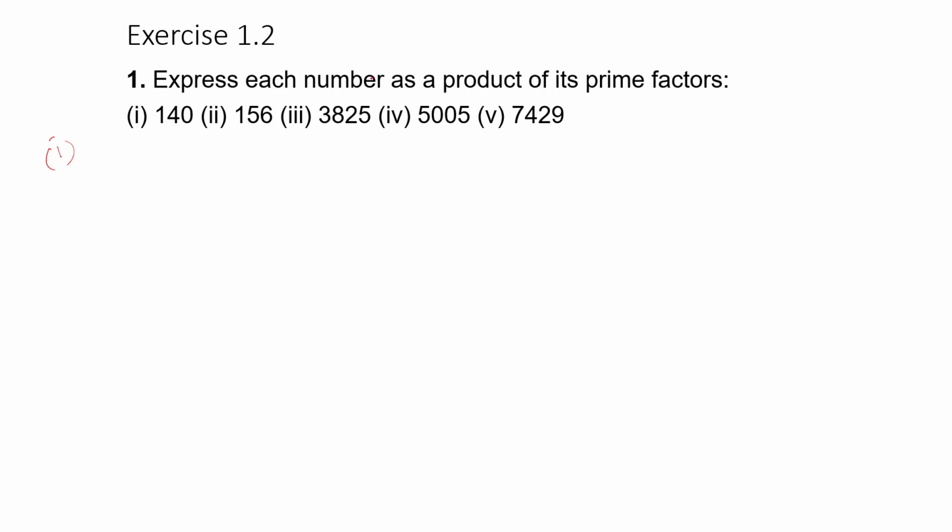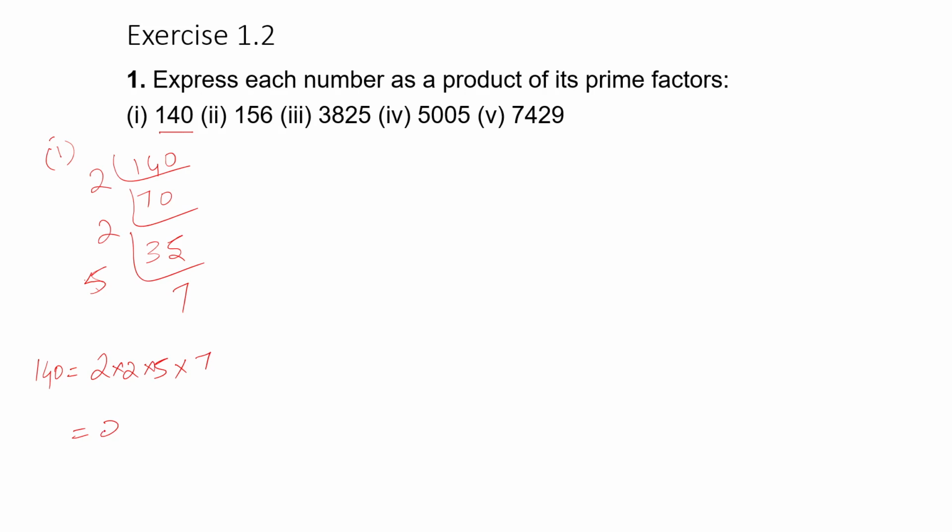First question, express each number as a product of its prime factors. The first number is 140. This is all your lower classes chapter only, so just for completion I am doing it here. At the level of 10th standard you can do these things by yourself. So 2 into 2 into 5 into 7. You can write it as 2 square into 5 into 7 also.